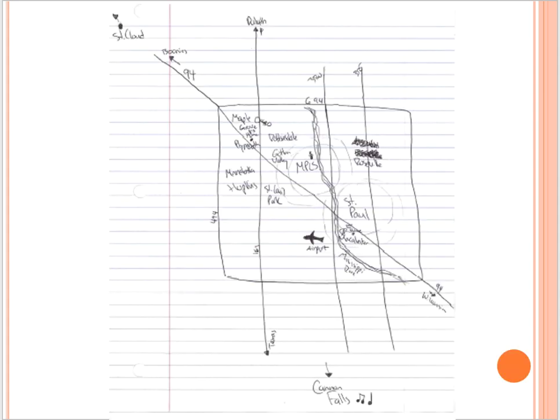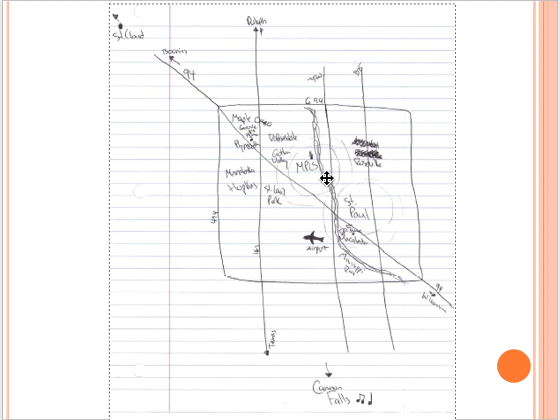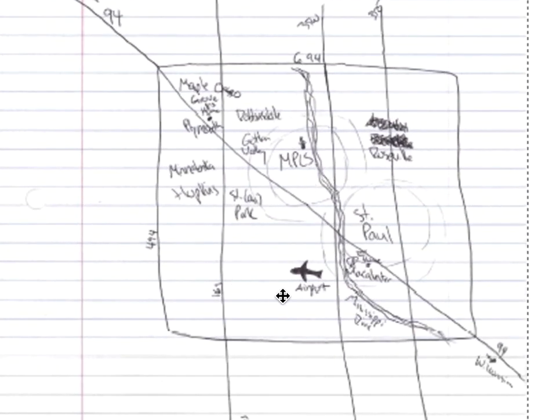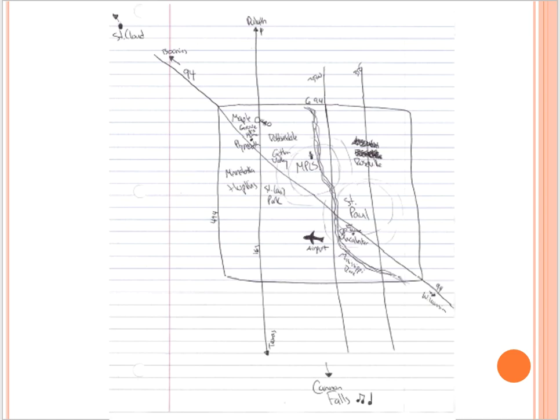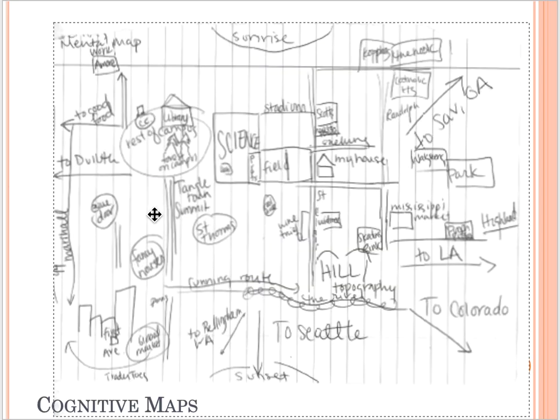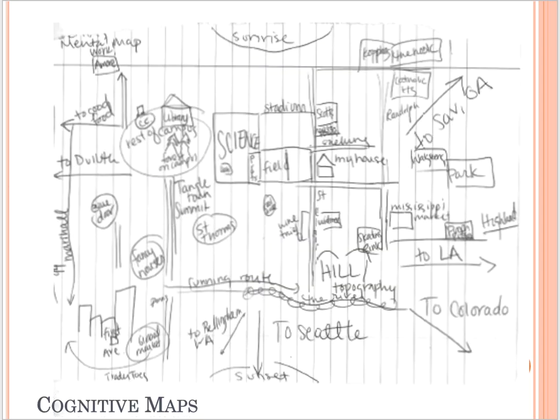Whereas in this student's perception of their college campus, they are zoomed out. They put the airport and other locations, the freeway. Based on this type of cognitive map, we can see that the student may be a commuter. Again, different people have different perceptions of space.